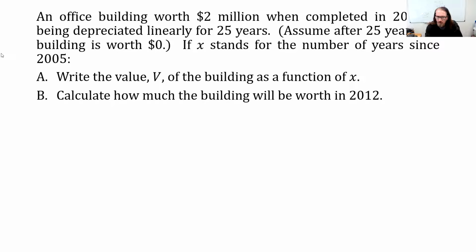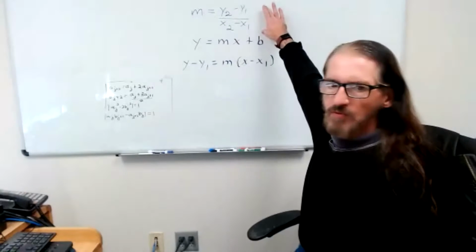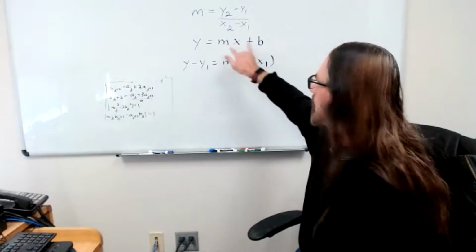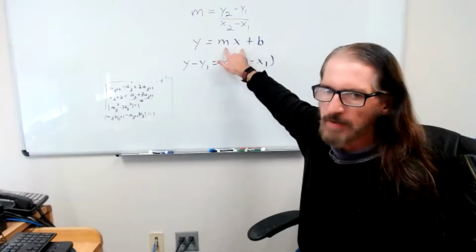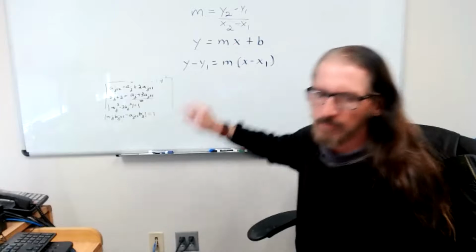We're asked two parts here: to write the value V of the building as a function of X, and then to calculate how much the building will be worth in 2012. So first off, I'm going to be making use of the slope formula, and depending on the example, either the slope-intercept formula for a line or the point-slope formula for a line.